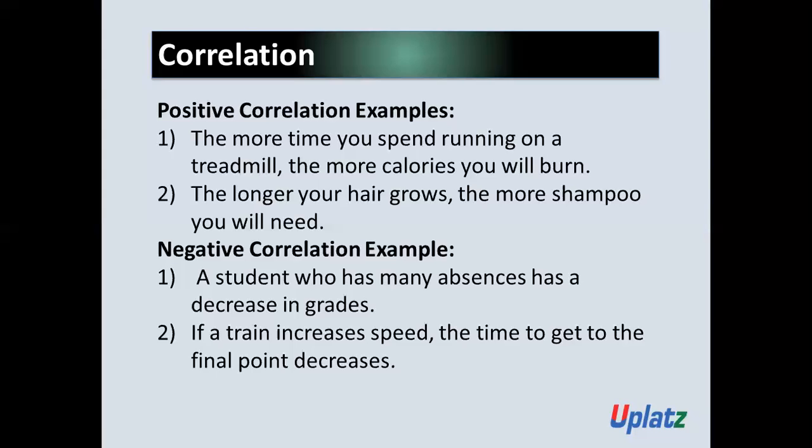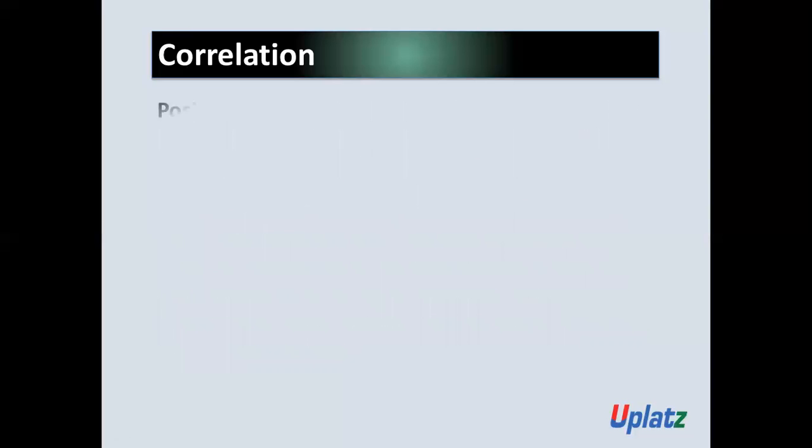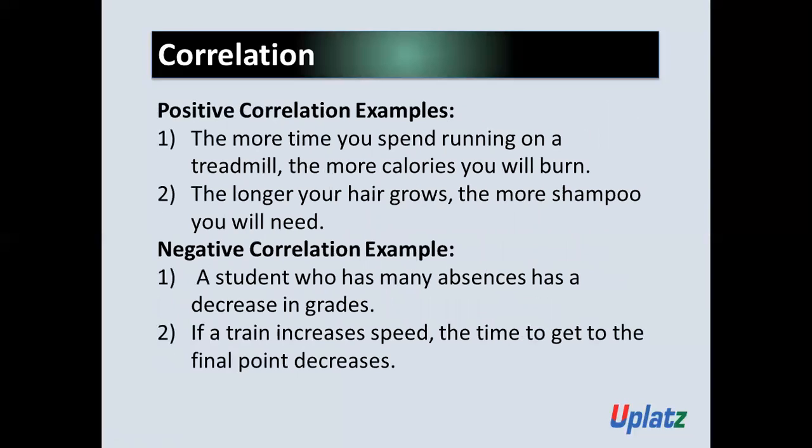So now I hope you understand correlation. Remember, correlation is a statistical term. It is a statistical technique for measuring the relationship between two variables. And there are three types of correlation: positive correlation, negative correlation, and zero correlation. Zero correlation means there is no relationship between the variables.